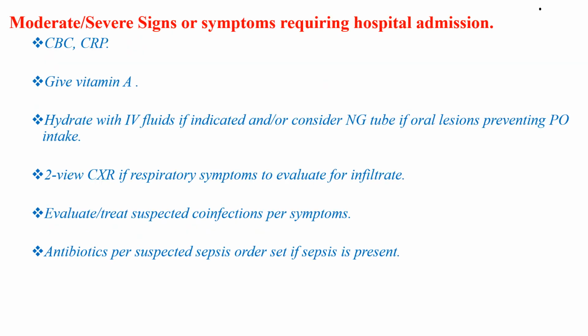For moderate and severe signs and symptoms that require hospital admission, check CBC and CRP and do other investigations to rule out either complication or other possible differential diagnosis. Give vitamin A. Hydrate with IV fluids if indicated, or consider NG tube if oral lesions prevent PO intake. Take a 2-view chest X-ray for respiratory symptoms to evaluate for infiltrate, and evaluate and treat suspected co-infection per symptoms. Antibiotics per suspected sepsis order set if sepsis is present.